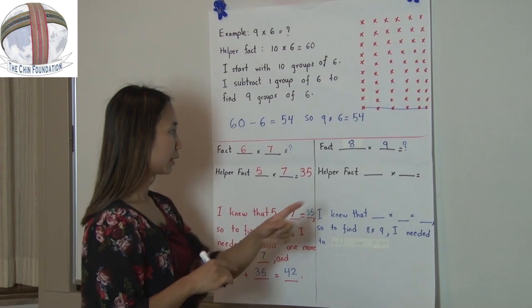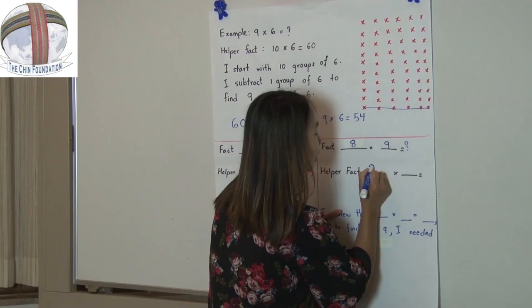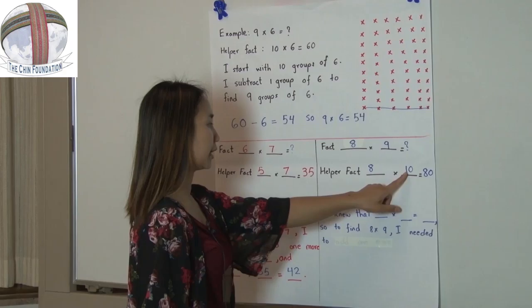Like 8 times 10 is 80. Okay, 8 times 10 is 80.